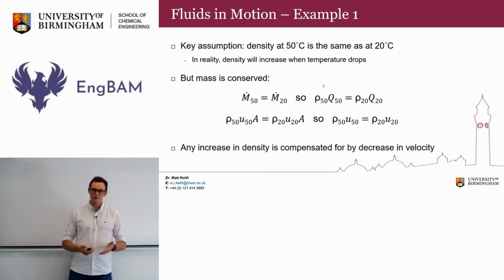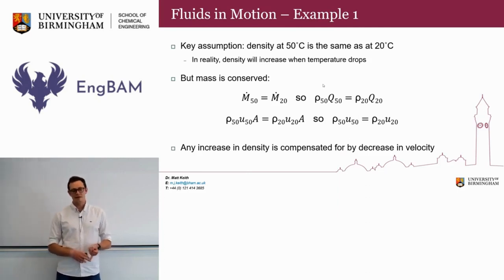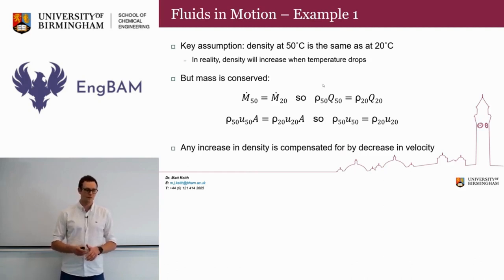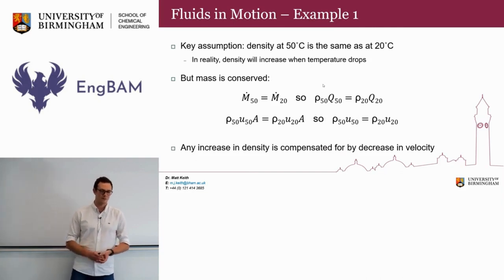An expression for volumetric flow is to take the area of our pipe, A, and multiply it by our fluid velocity, u. So, if we write that out, we end up with rho 50 u50 A is equal to rho 20 u20 A. We note that the area of our pipe is constant, so those two values will cancel out, and that means we have rho 50 u50 is equal to rho 20 u20.